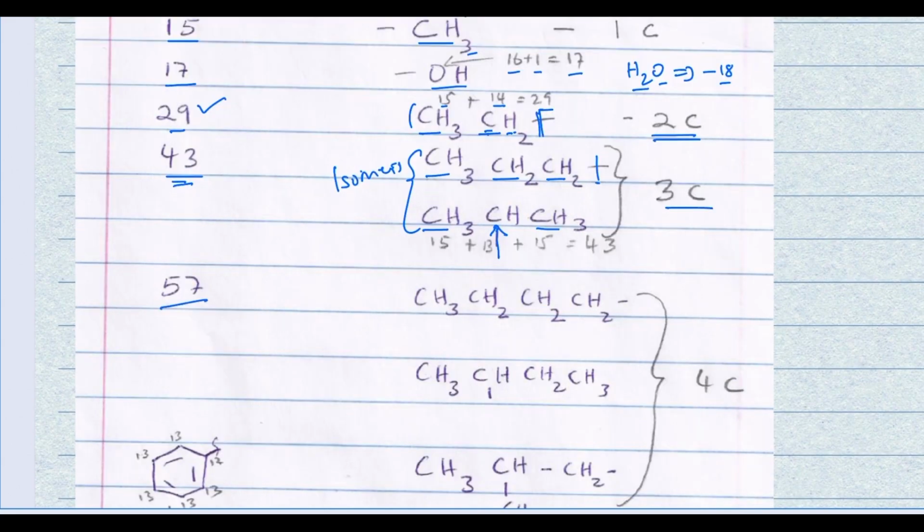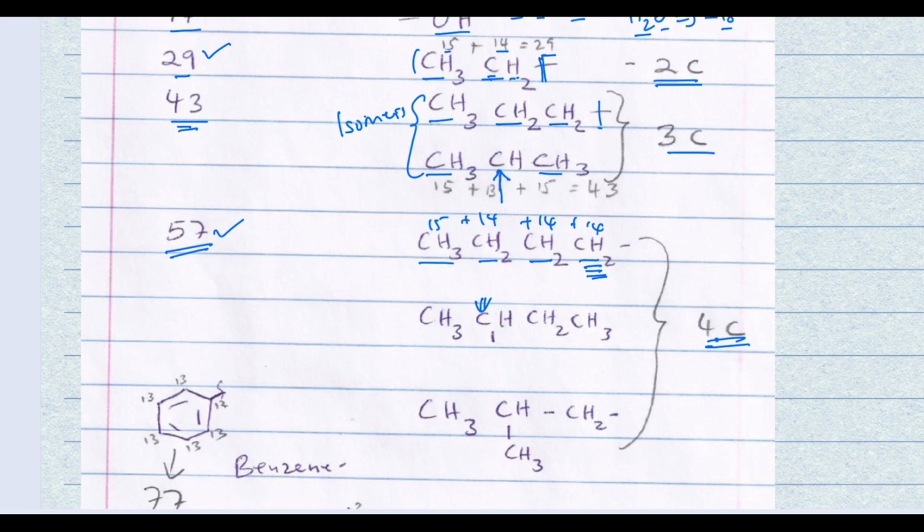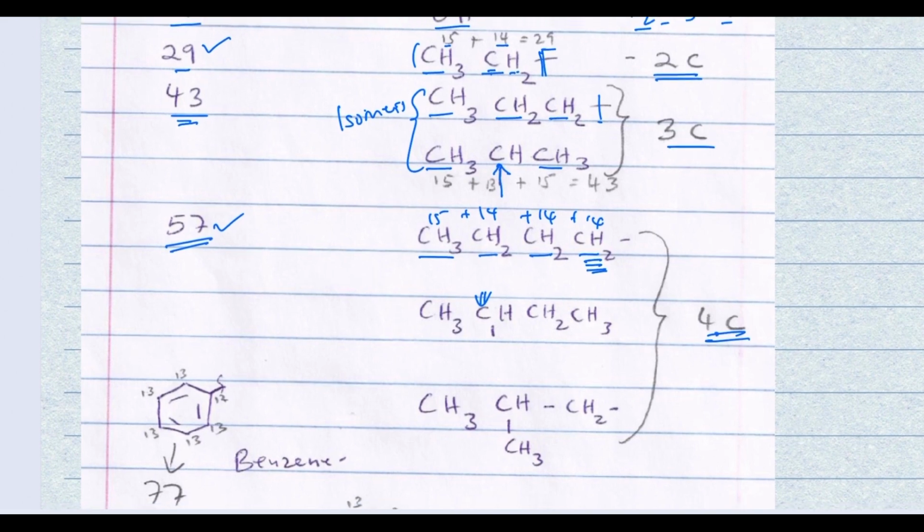An M/Z value of 57 means that you have 4 carbons, 4 alkane carbons. So that could be CH3, CH2, CH2, CH2. Remember, that's 15 plus 14 plus 14 plus 14, and that gives 57. Or you could have the substitution, instead of it being at this terminal position, it could be at the second carbon here. Or you could have an isomer like this one.